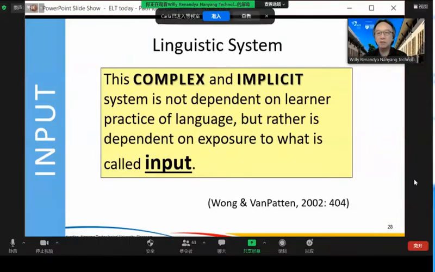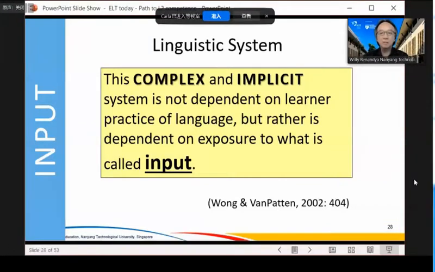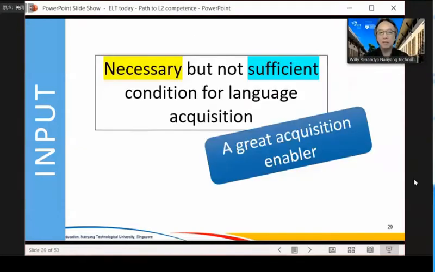So the key thing to remember here is, I think we need to spend a bit more time helping our students to be exposed to the language, to receive rich and optimal input in the classroom and also outside the classroom.